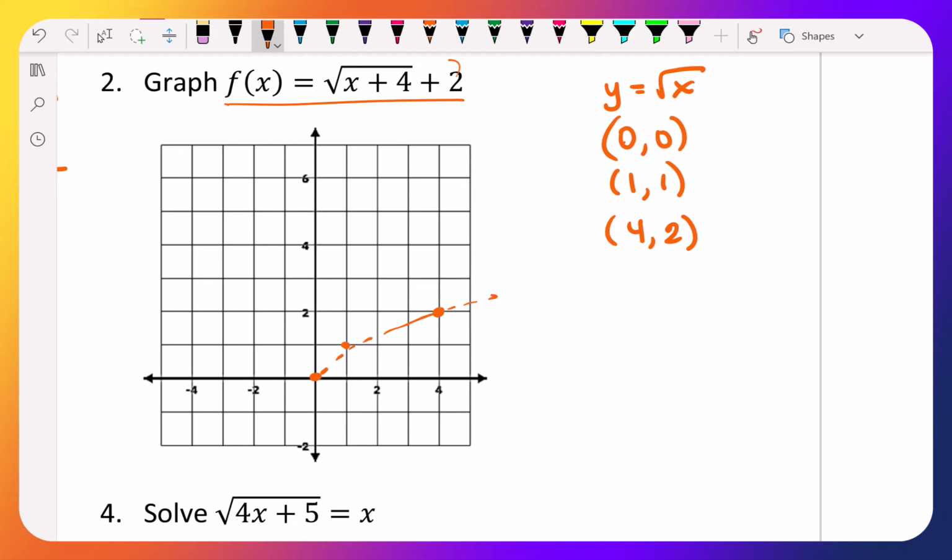Okay, so this plus 2, that means it's going to go up 2. This plus 4, you see how it's with the x under the square root. That means you're going to go left 4. So you're going to take each point. I'm going to change colors. And I'm going to go up 2, left 4. So up 2, left 4. Up 2, left 4. Okay, remember it starts here and continues out here. If you don't use translations, you can also use a table, but that's the easiest thing to do.